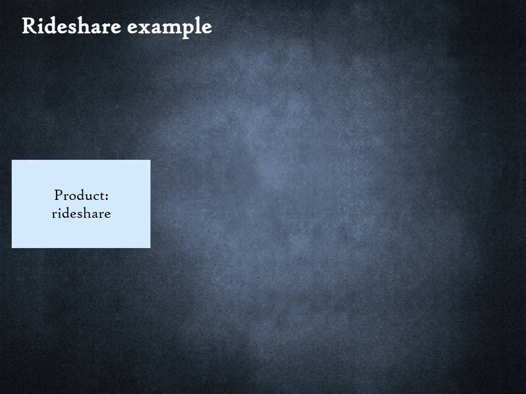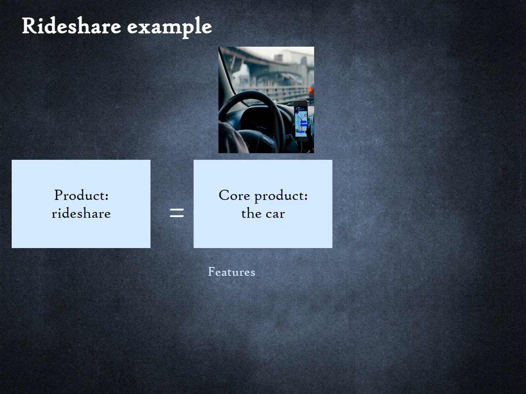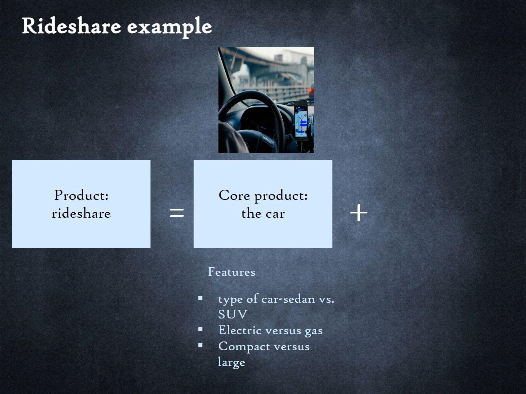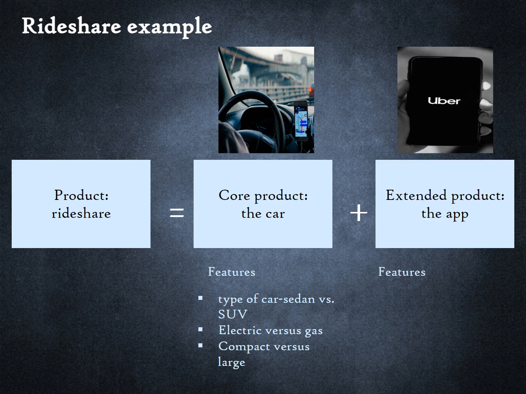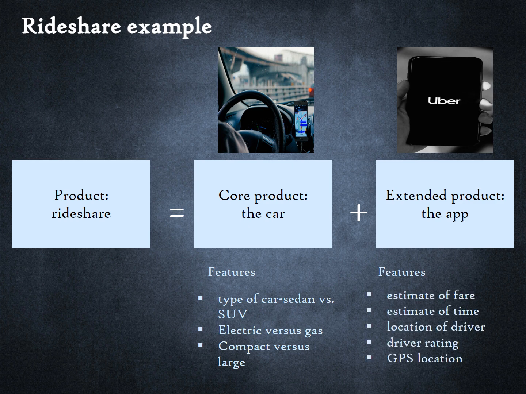A rideshare service is a product that fulfills the need of transportation. Just like the smartphone example we just covered, we can break the rideshare service into a core product and an extended product. The core product is the car, and the features associated with it include the standard features by which we typically describe a car. The extended product is the rideshare app. The product features associated with it include many usability features.